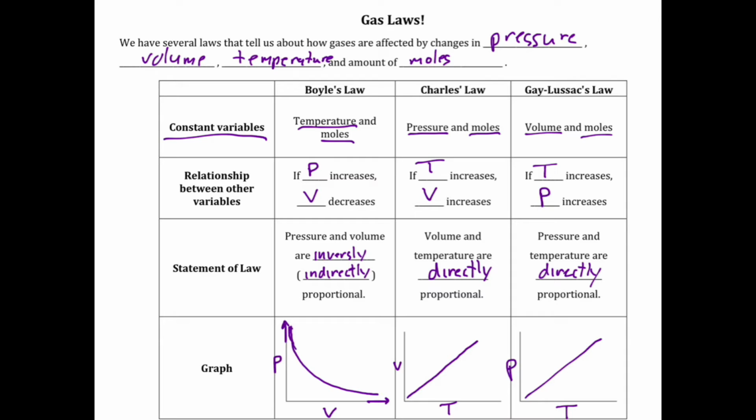And so these are the relationships. So we want to think about pressure and volume. As you increase the volume, the pressure goes down. As you decrease the volume, the pressure goes up. And then we have temperature and volume. As you increase the temperature, the volume increases as well. That's how hot air balloons work. And then we have pressure and temperature. As you increase the temperature, the pressure inside of a container will increase as well.